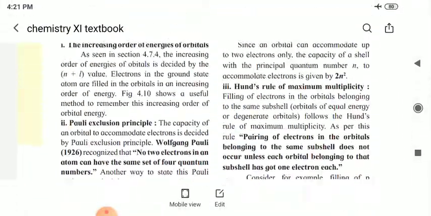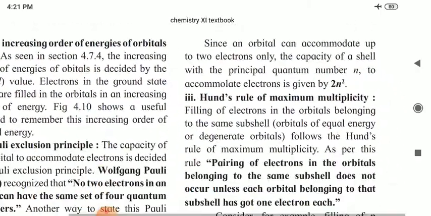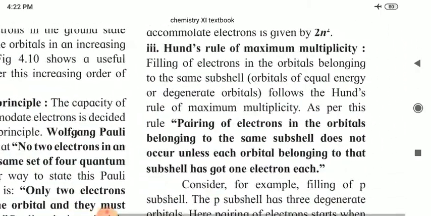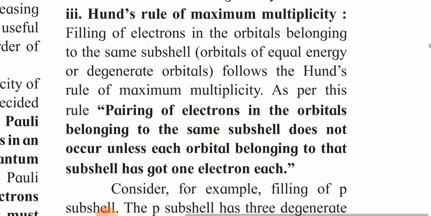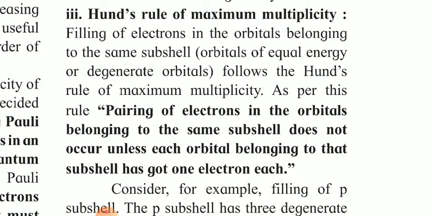Now students, if you look at the next principle for the filling of electrons, which is nothing but Hund's rule of maximum multiplicity. Now students, this is also very important for the filling up of electrons in the corresponding orbitals. So what does it explain? Hund's maximum multiplicity rule, we can say in another way: pairing of electrons in the orbitals belonging to the same subshell does not occur unless each orbital belonging to that subshell has got one electron each.